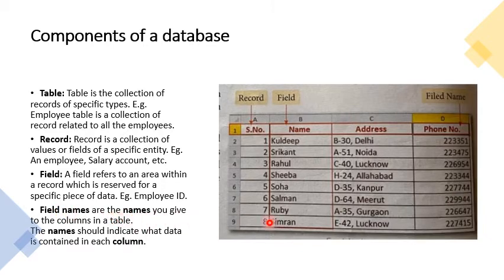What is a field name? A field name is the name given to a particular column. For example, a column has a name, serial number. So this defines what type of values are stored in that column. Serial number means we are storing numeric values. Address, this field specifies that we are storing text values in it.